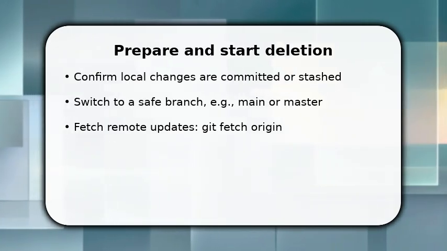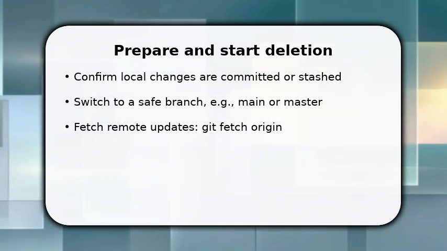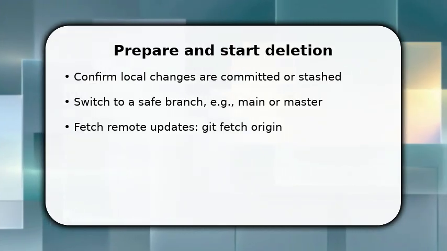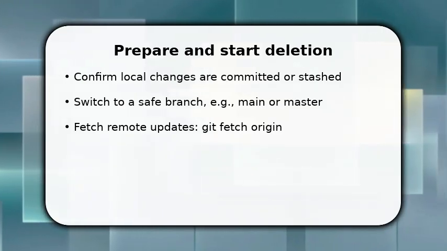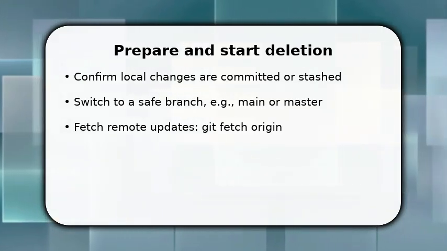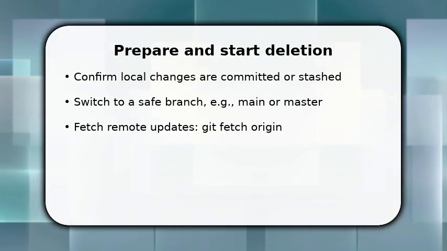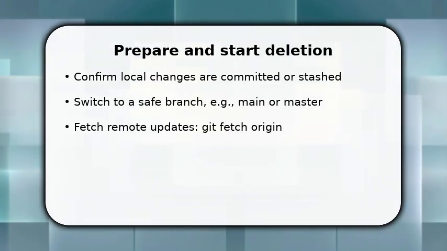Next, update your repo metadata by running git fetch origin to ensure you have the latest remote state. This prevents surprises. Make sure the branch name you plan to delete matches exactly, including capitalization, and prepare to run the delete commands in the next step.